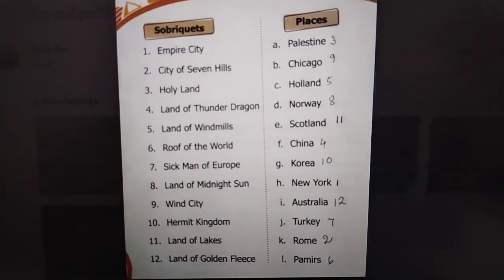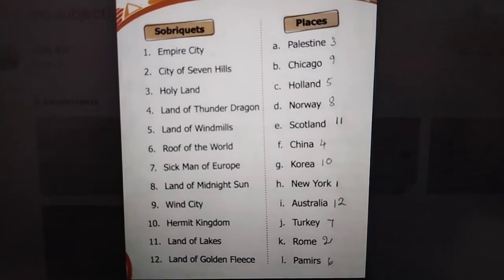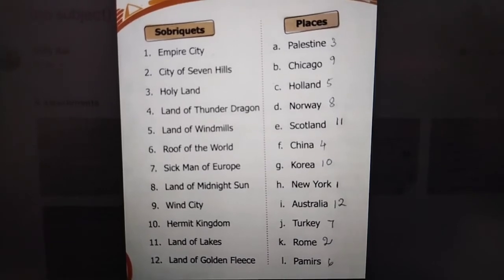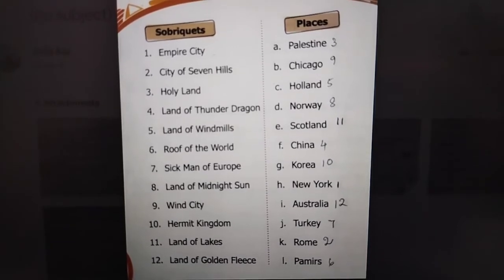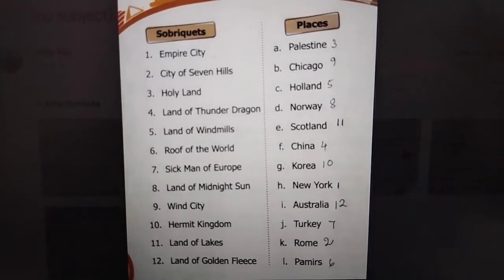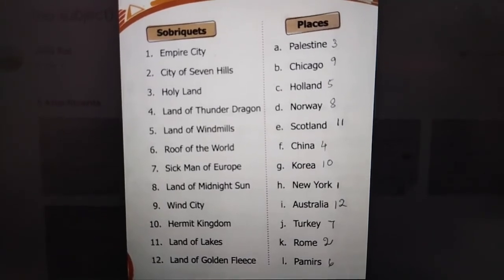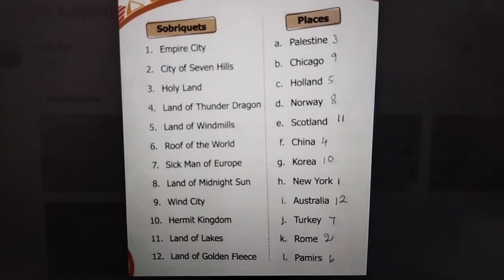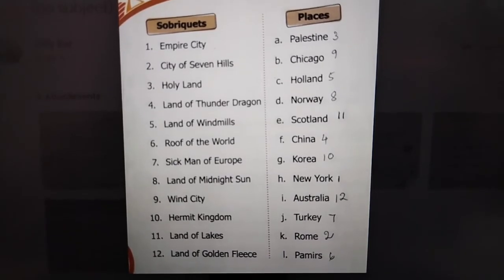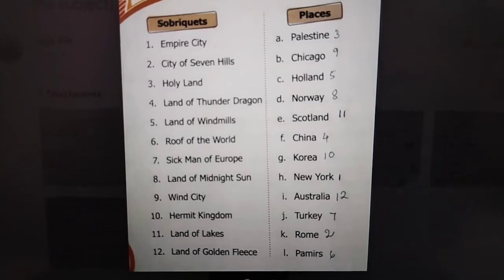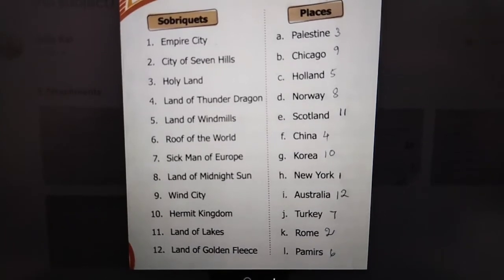Number six, Roof of the World. The answer is Pamirs. Number seven, Sick Man of Europe. The answer is Turkey. Number eight, Land of Midnight Sun. The answer is Norway. Next, Wind City. The answer is Chicago. Next, Hermit Kingdom. The answer is Korea. Number 11, Land of Lakes.